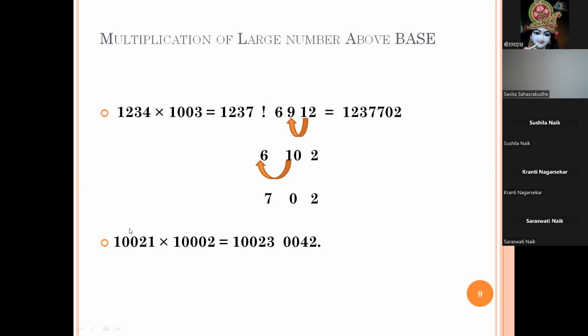Write it down on your paper. So what is the base? 10000. The difference is 21. The difference is 2. 21 twos are 42. We need 4 digits, so we write 0042 and simply add 21 plus 2 to get 23. Write the remaining part as it is.